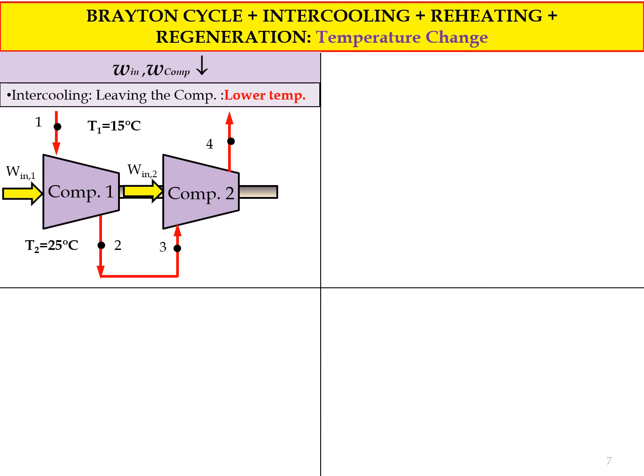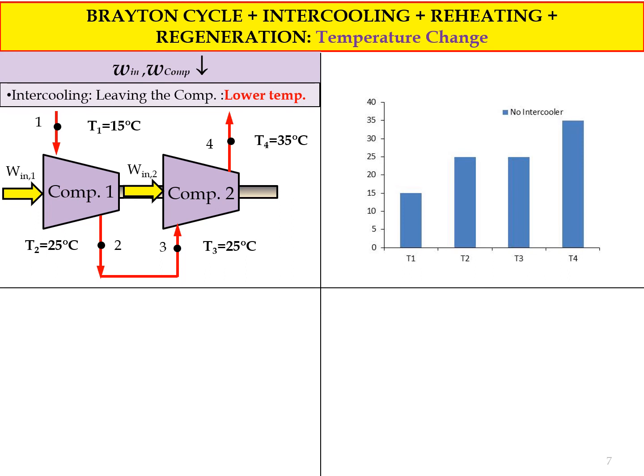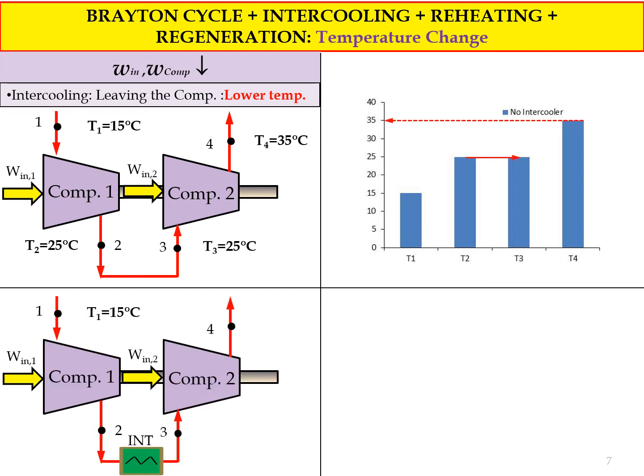intercooling. As you can see, the temperature at state 1 is 50 degrees Celsius, and the output of compressor 1 is 25 degrees Celsius, and the input of compressor 2 is 25 degrees Celsius, and the output of it is 35 degrees Celsius. And from the temperature, we can see that the temperature keeps on increasing from state 1 to state 2 and state 3 with the same temperature, and at state 4 the temperature is extremely high compared to temperature 1. Now we look into the compressor with the intercooling.